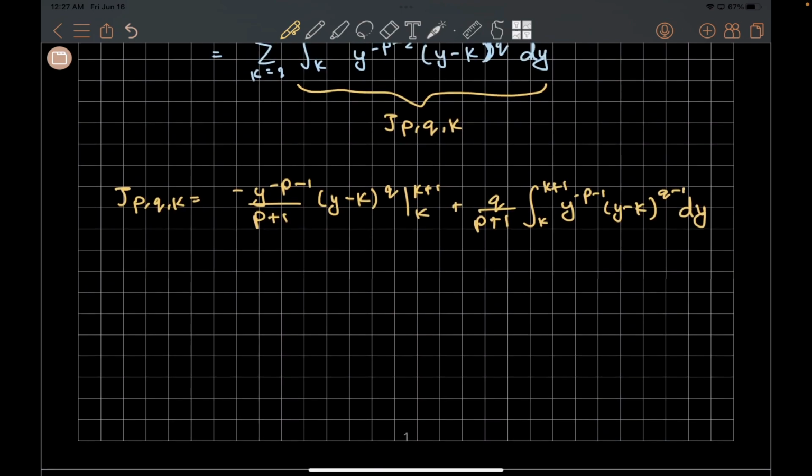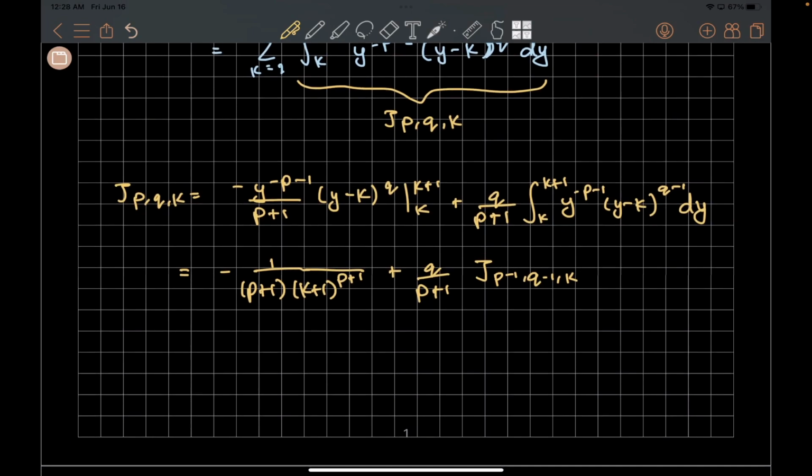Perfect. Now we can simplify this. So evaluate the first term. After evaluation we get k plus 1 to the minus p minus 1, because at k the y minus k term goes to 0. And then the second term becomes q over p plus 1 times the integral, and you can check that the integral is just j p minus 1, q minus 1, k.